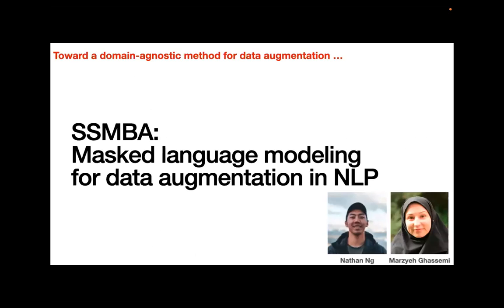All right, so I'm going to start with a bit of an earlier work on SSMBA. I'll tell you what it stands for. But this is how to use a masked language model, which has become a very much de facto standard in natural language processing, for the purpose of data augmentation in natural language processing. This is joint work with Nathan, who is a PhD student at the University of Toronto, and Marzia, who recently moved to MIT.